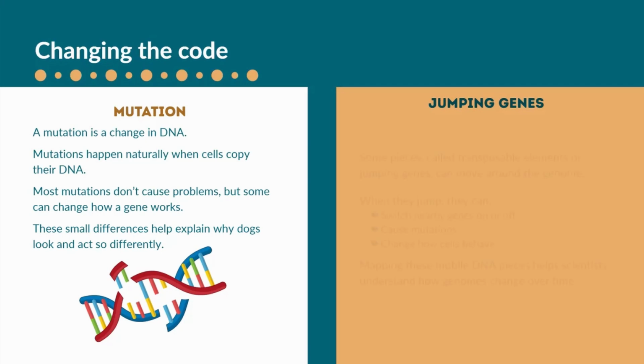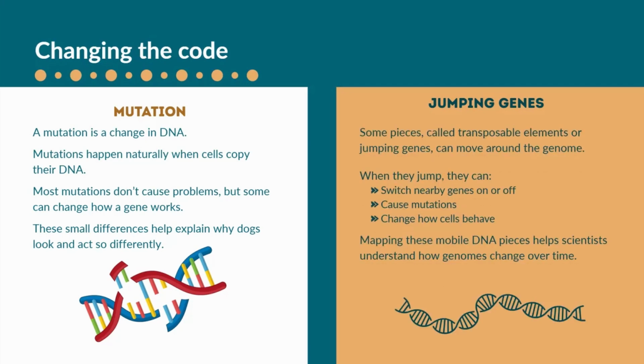So not all DNA stays still. Some pieces, called transposable elements or jumping genes, can move around. They dance about the genome. When they jump, they can switch nearby genes on or off, cause mutations, or change how cells behave. Jumping genes are found in dogs, humans, and many other species. Mapping these mobile DNA pieces helps scientists understand how genomes change over time. There are a number of other things that could change the code in your dog's DNA, but we can't get into all of them right now.